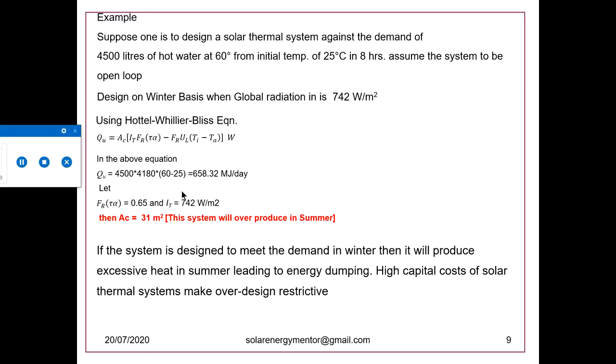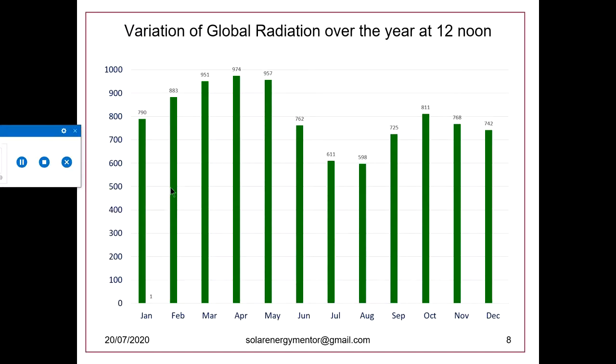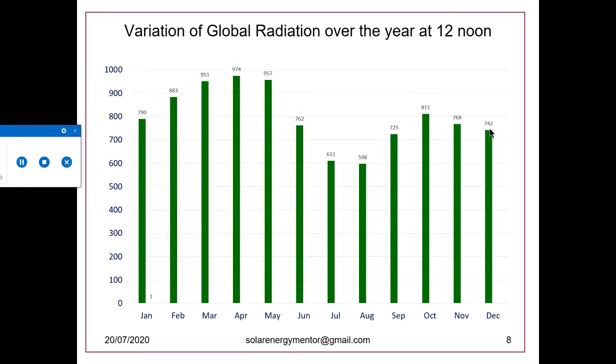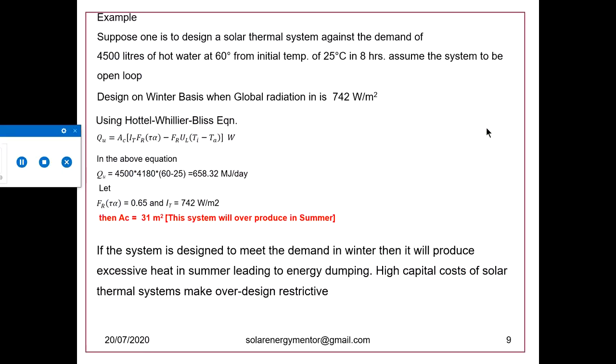Now what is the solar radiation on winter basis? These are the winter months, October, November, December, and January. So if we design on the winter basis, when global radiation is 742, on the basis of the radiation in the month of December, 742 watt per meter square. So if we design the system on the basis of 742 watt per meter square, we need to use the Hottel-Whillier-Bliss equation for the basic design.